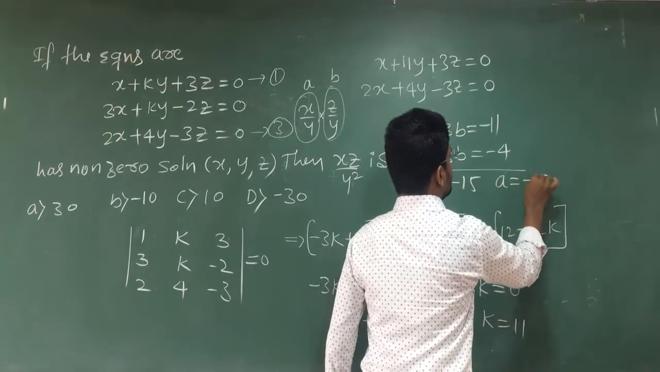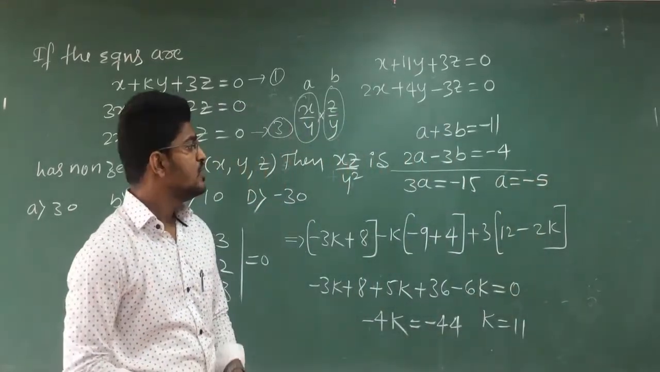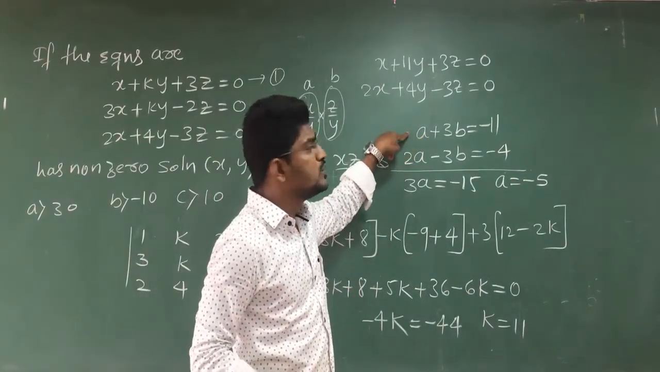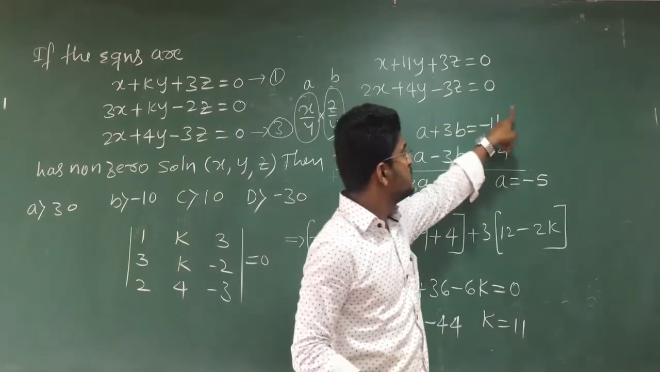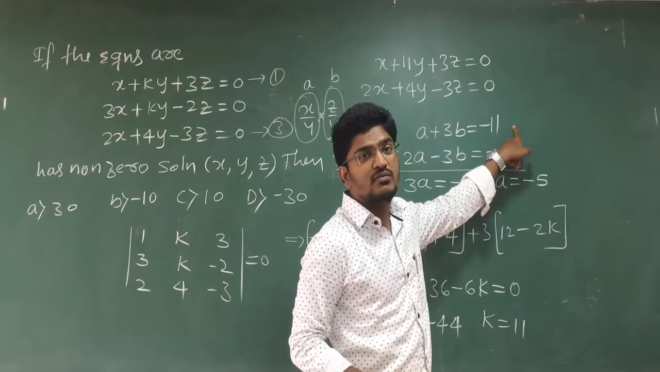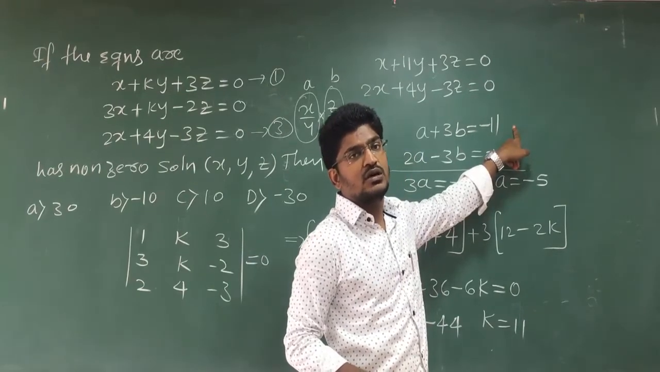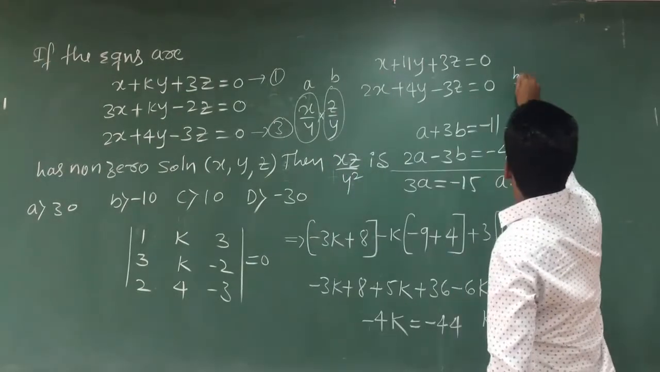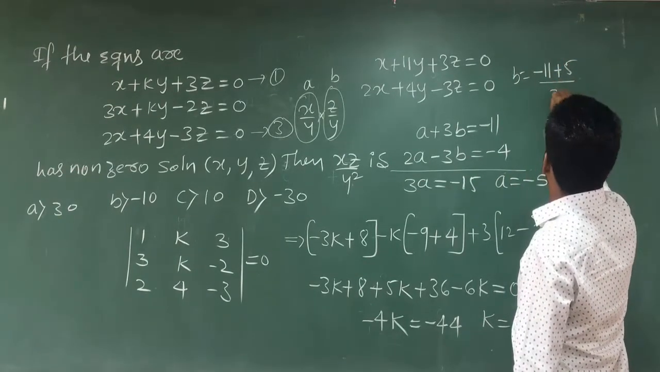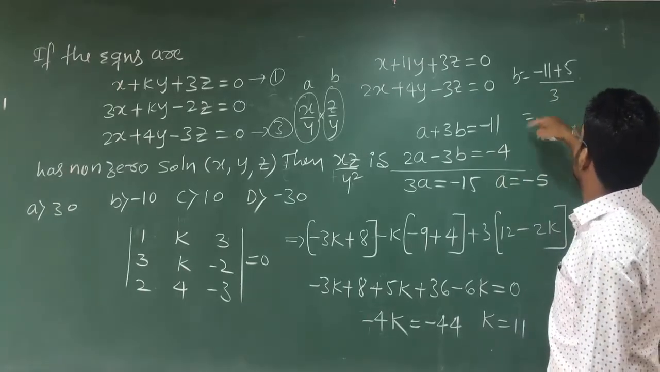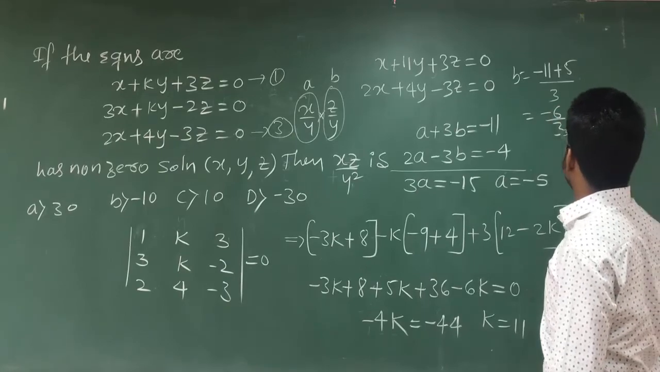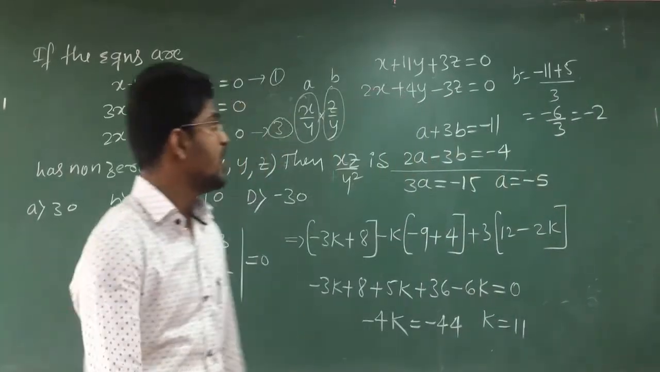And a will be equal to minus 5. Clear? So after getting a equal to minus 5, put in any equation. If I put a equal to minus 5 here, if I take minus 5 on this side, it will be plus 5. So minus 11 plus 5. Minus 11 plus 5 will be how much? This will be b equal to minus 11 plus 5 divided by 3. So this is minus 6 by 3. So it is minus 2. So b value is minus 2.